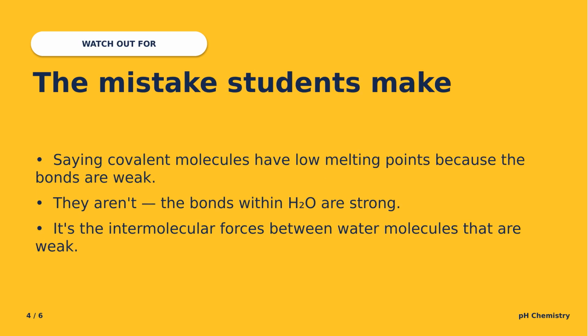Common slip, saying covalent molecules have low melting points because the bonds are weak. The bonds aren't weak. The bonds within H2O are strong. It's the intermolecular forces between the water molecules that are weak, and that's what melts first.